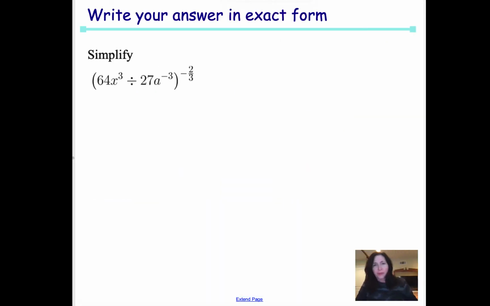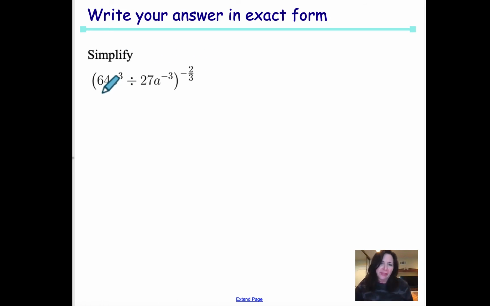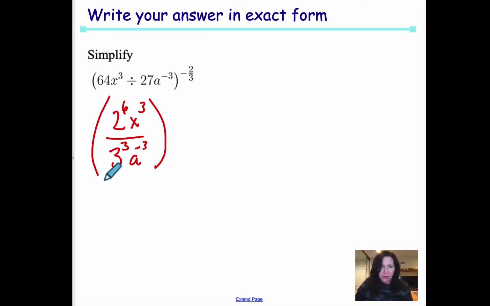And so for this problem here, and this is the problem that was on the previous page, I just moved it to the next page. It says simplify, and so we're going to simplify this. It's a little bit different. So again, we have 64, which is 2 to the 6th power, x cubed, divided by 27, which is 3 cubed, a to the negative 3rd power. And all of this here is to the negative 2/3 power.